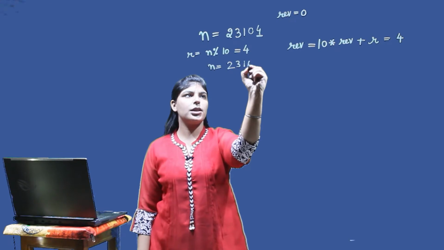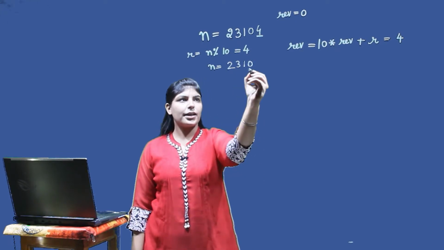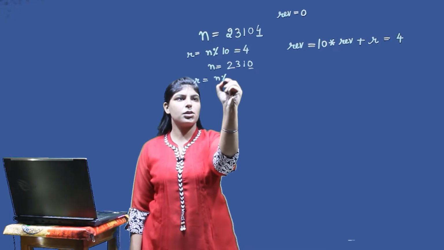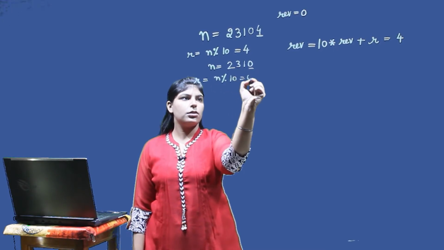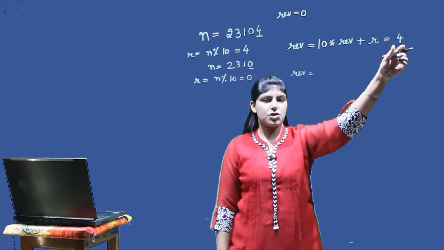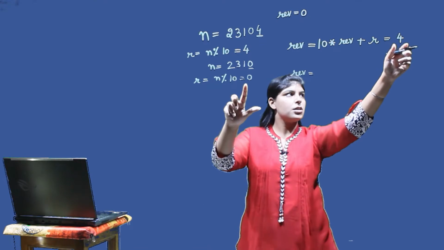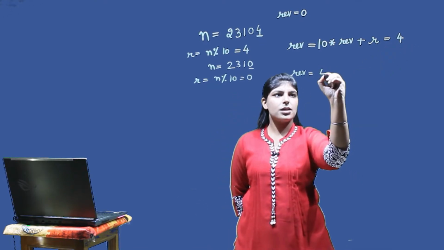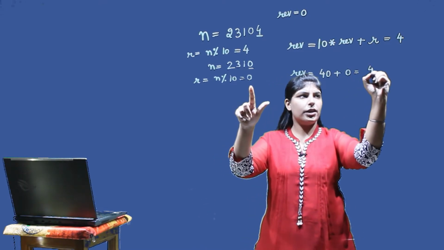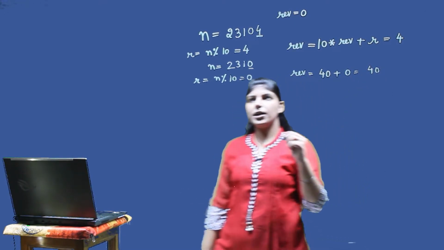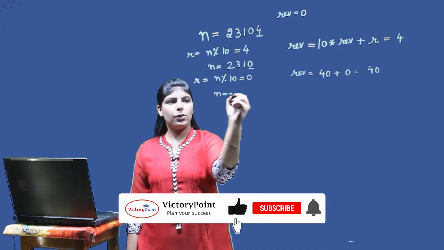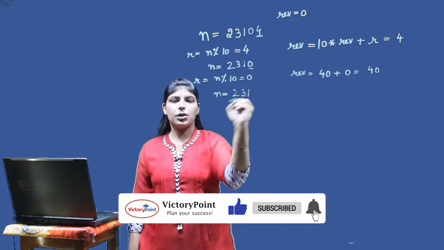So I'll get 2310. Again, I can calculate the last digit as n mod 10, that will be 0. Now the reverse will be updated to 10 into the original reverse plus the new remainder. So we have 4. 4 into 10 is 40 plus 0. I'll get 40 here. Now I will update the value of n as n divided by 10. So the new value of n will become 231.